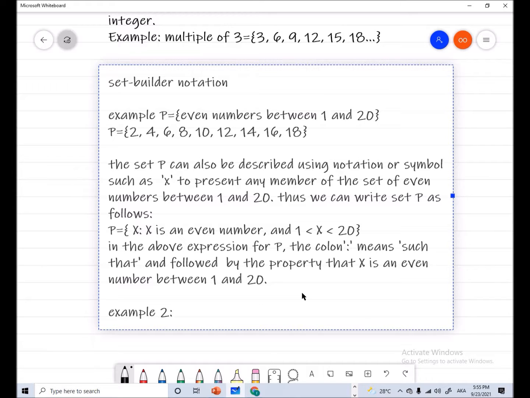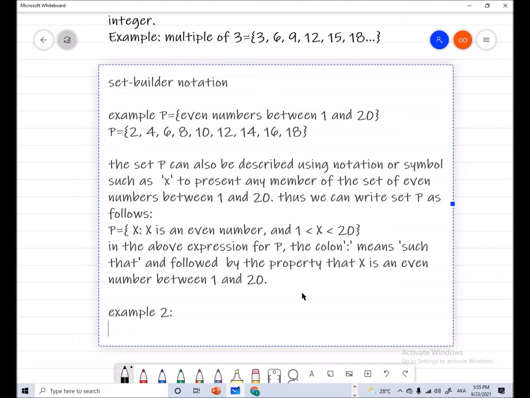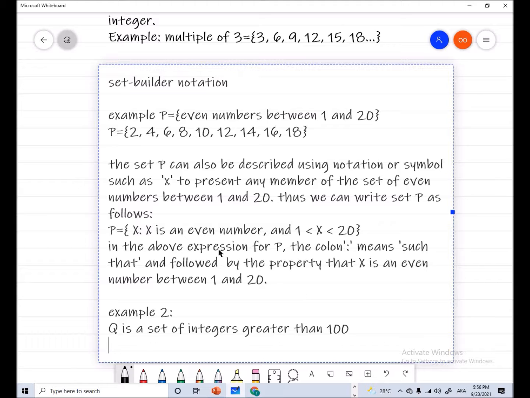So let's say Q is a set of integers greater than 100. Alright, so write it down and let's see. I'm giving you 1 minute, okay?